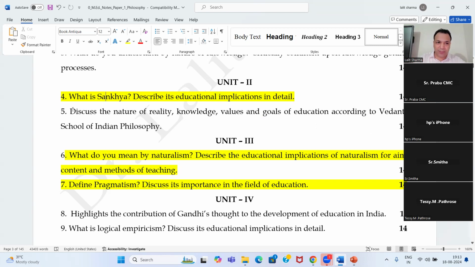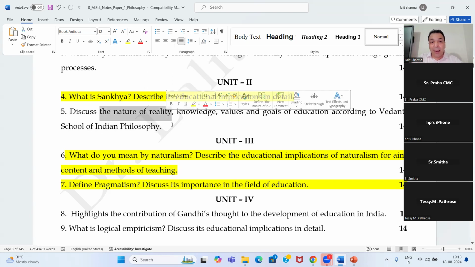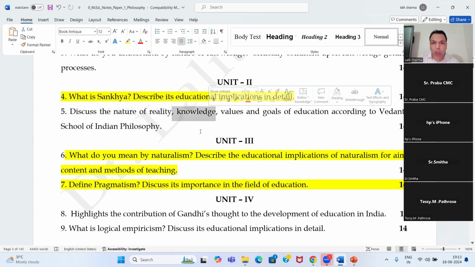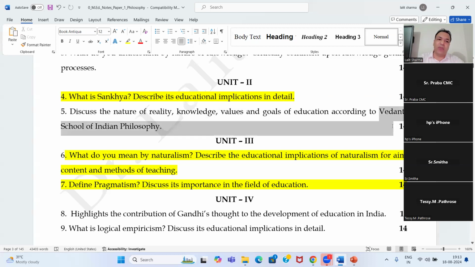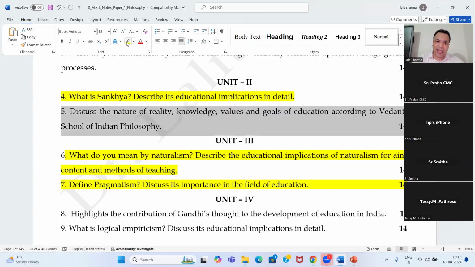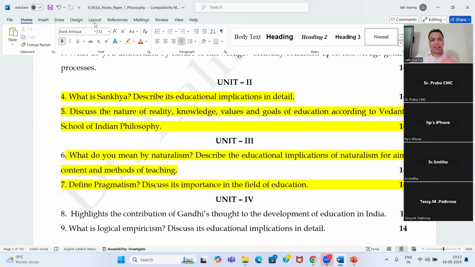और ये देखो 5th क्वेश्चन देखो, discuss the nature of reality. Nature of reality means metaphysics, knowledge. Knowledge means epistemology, values. Values means axiology. So what is the examiner demanding from us? Examiner is demanding from us, discuss the metaphysics, discuss the epistemology, discuss the axiology of education according to the Vedanta school of Indian philosophy. तो ये दो फिलोसफी हैं, Sankhya और Vedanta philosophy. It is very simple, it is given in the notes, right. तो ये आपको you have to do it.